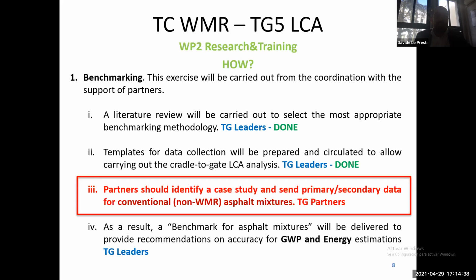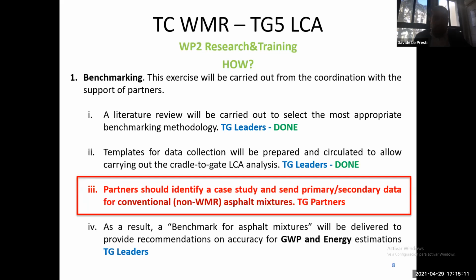So we defined a template for that, and the partners should identify what we call case studies and provide us with this data, with an important remark: each data point should come with some identification of where it comes from, because each process, each LCA or life cycle inventory, should come with some data quality information.